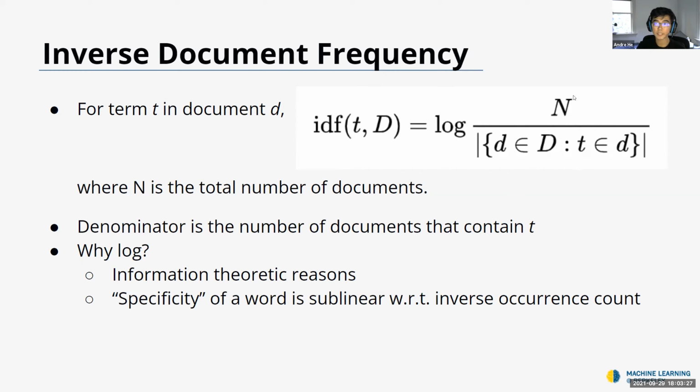So the IDF actually takes the inverse of that, because you want to diminish the weights of popular terms. The inverse creates that relationship. And then the log in front is just to make sure that the actual weight is sublinear with respect to inverse occurrence. What that means is it doesn't increase as fast as linear. It increases a bit slower than linear.